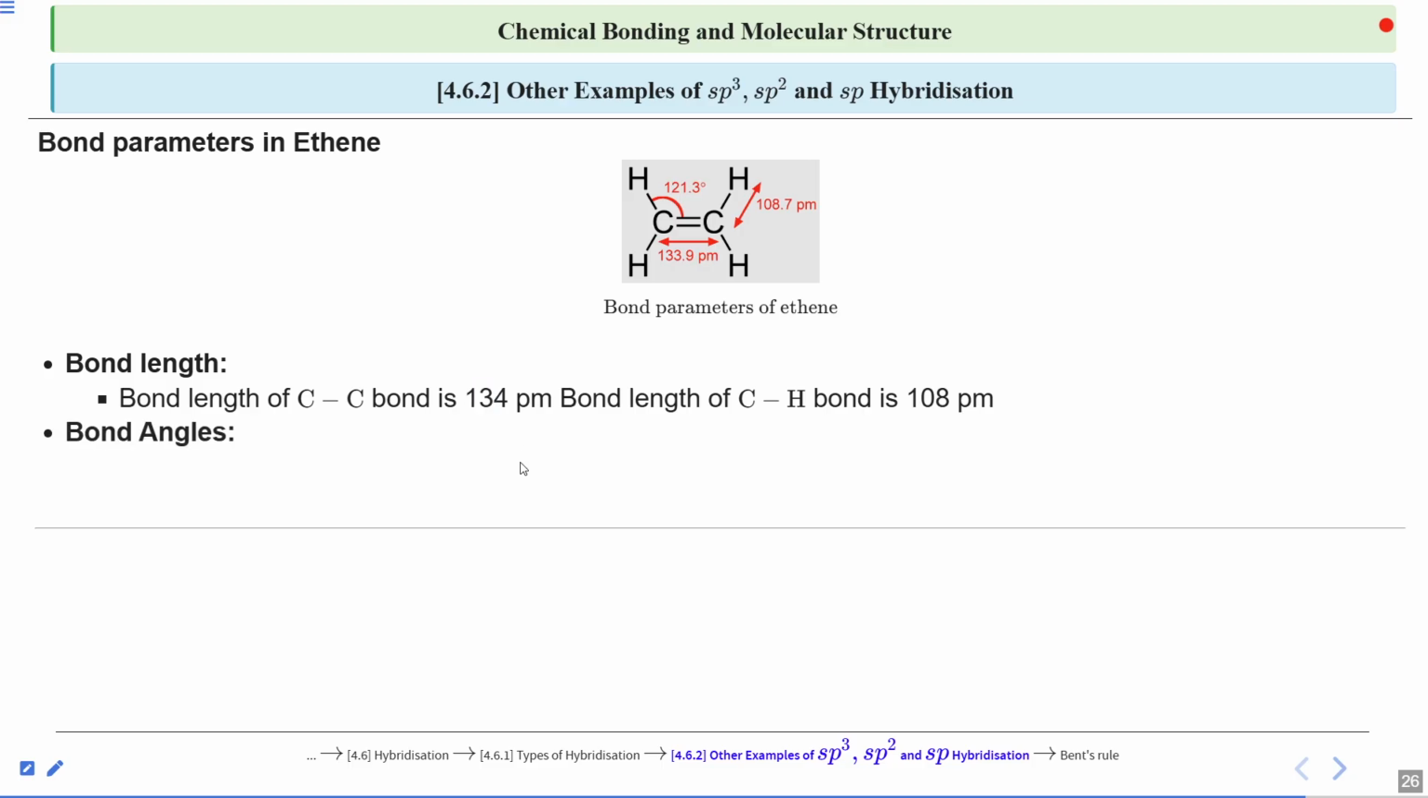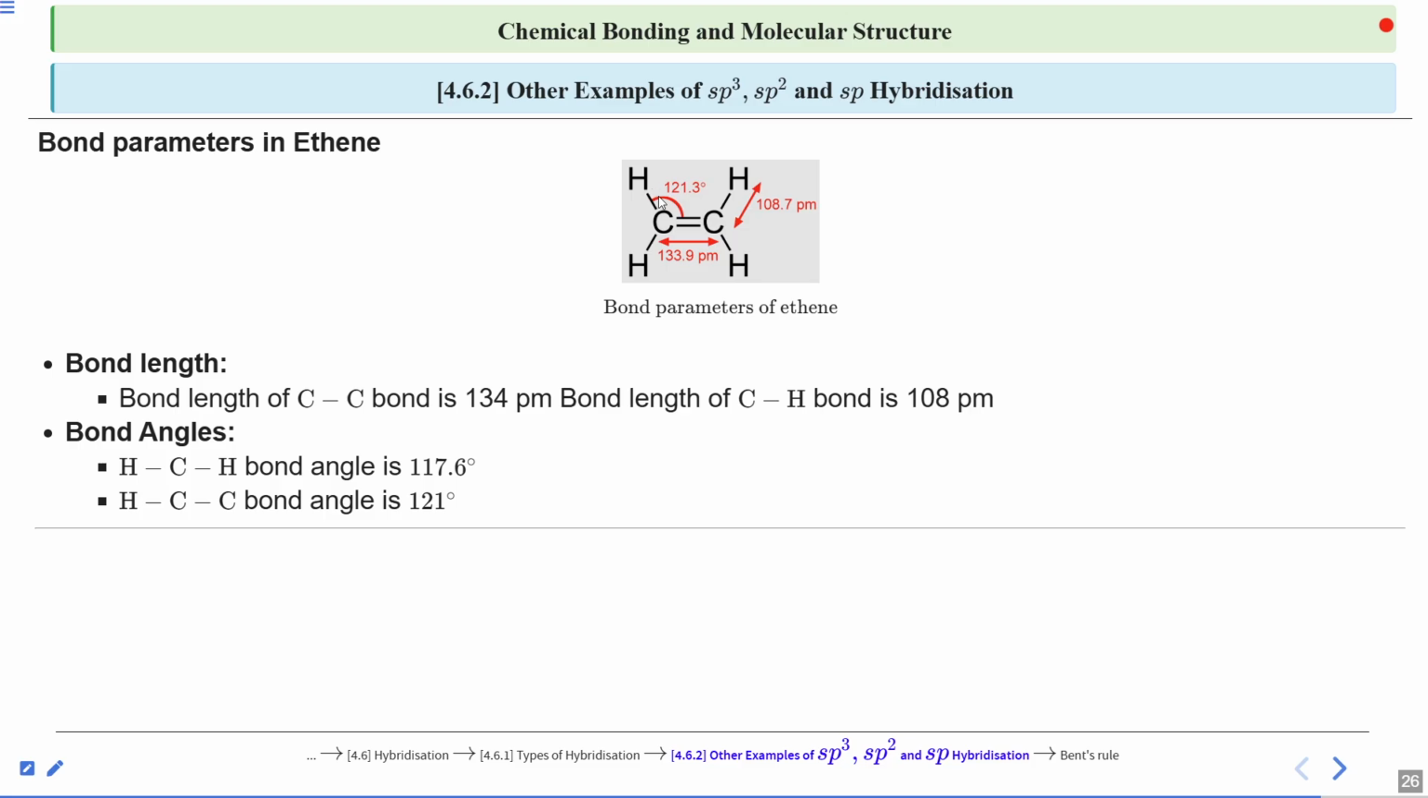Whereas if I talk about the bond angle, then this bond angle is 117 degrees. Okay, so I am talking about this bond angle which is HCH, right? So this bond angle, it is 117 degrees. Whereas the other one is 121.3. So it is written here. Now the question arises, why is this so? Why is it not the simple case?